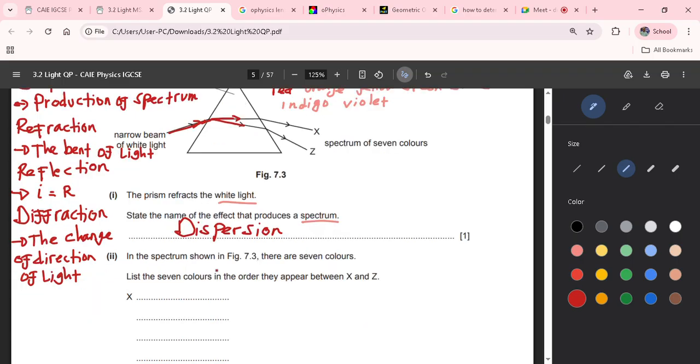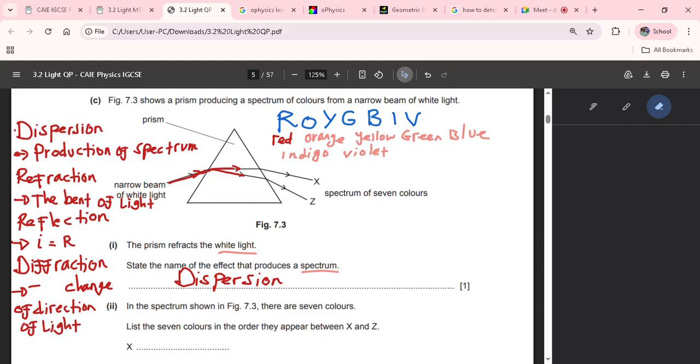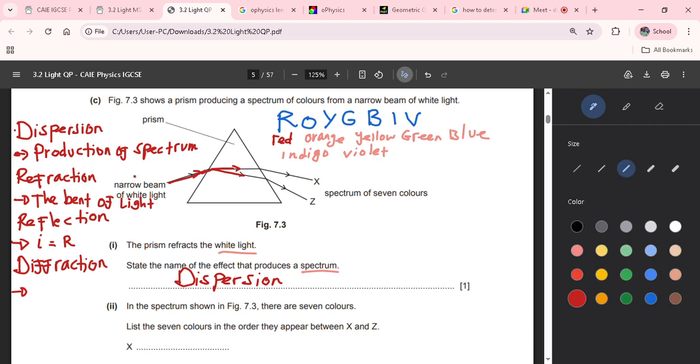Any questions so far, Chanel, from this? Oh, sorry. Diffraction is the spreading out of light. Sorry, my mistake. Diffraction is the spread out of light. Later we will learn about diffraction, yeah?